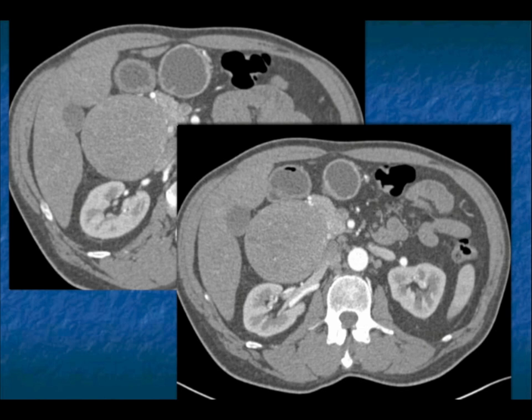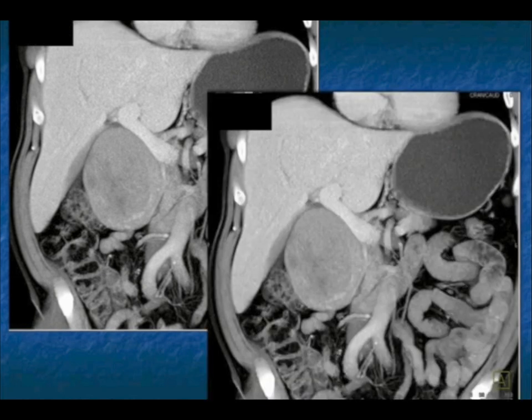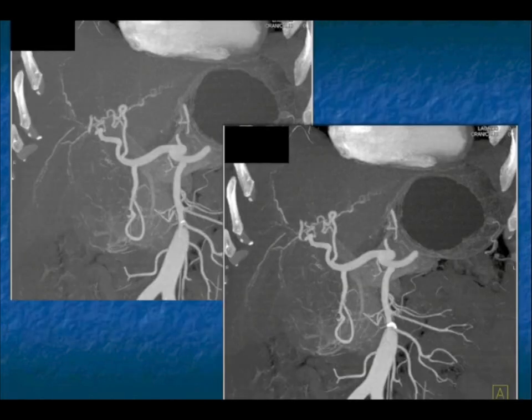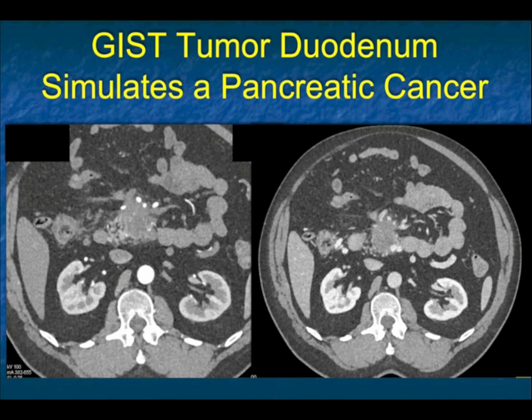That may not obstruct the duct, but then it's vascular. When you see a mass like this, you see under reconstructions it abuts the portal vein. It's not invading the portal vein. It's well defined. Think about the location. You see the arterial structures are fine. There is some vascularity within the lesion seen. And this means it's coming from the duodenum, and that's a wonderful, wonderful location for a GIST tumor. GIST tumors can simulate pancreatic cancer.